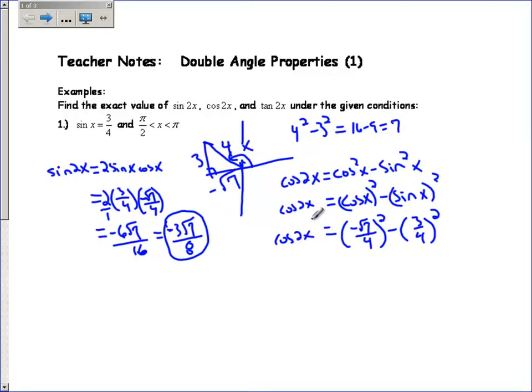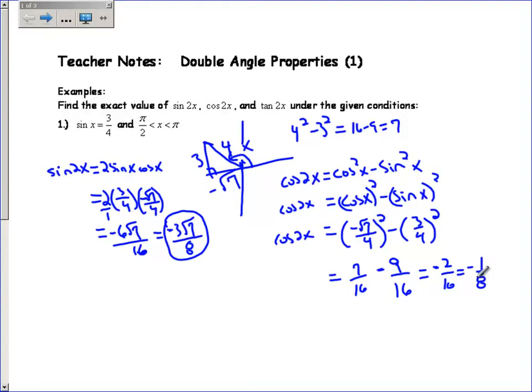Okay, and of course we all know the square of a fraction: we square the top and we square the bottom. So this is 7/16 minus 9/16. And so what are we going to get here? We're going to get negative 2/16, which is negative 1/8.